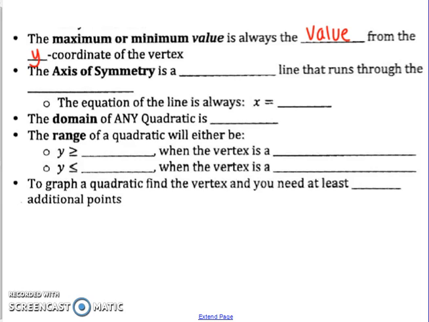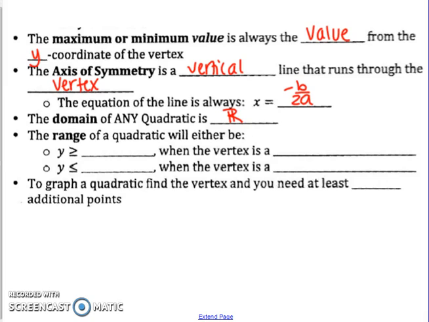The axis of symmetry is a vertical line that runs through the vertex. The equation of the line is always x equals negative b over 2a. The domain of any quadratic is all real numbers.